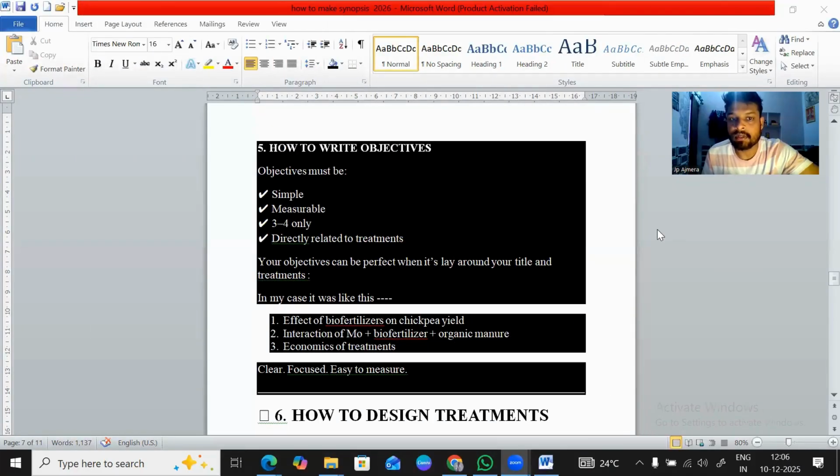Topic number five, how to write the objective. Objectives must be clear, simple, measurable, 3 to 4 only, and directly related to the treatment. Your objective will be perfect when it revolves around your title and your treatments. In my case, it was like this: effect of biofertilizer on chickpea, interaction of molybdenum, biofertilizer, and organic manure, economics of the treatment. Clear, focused, easy to measure.